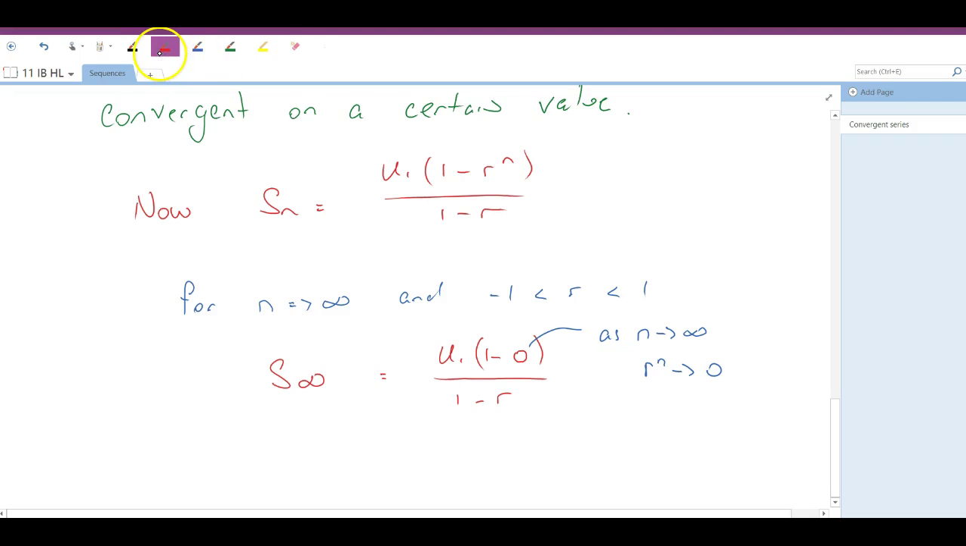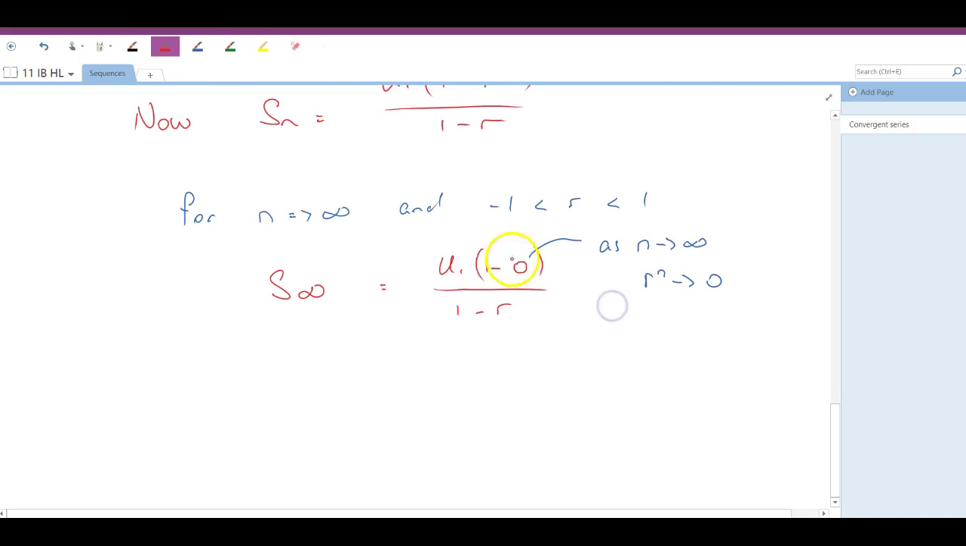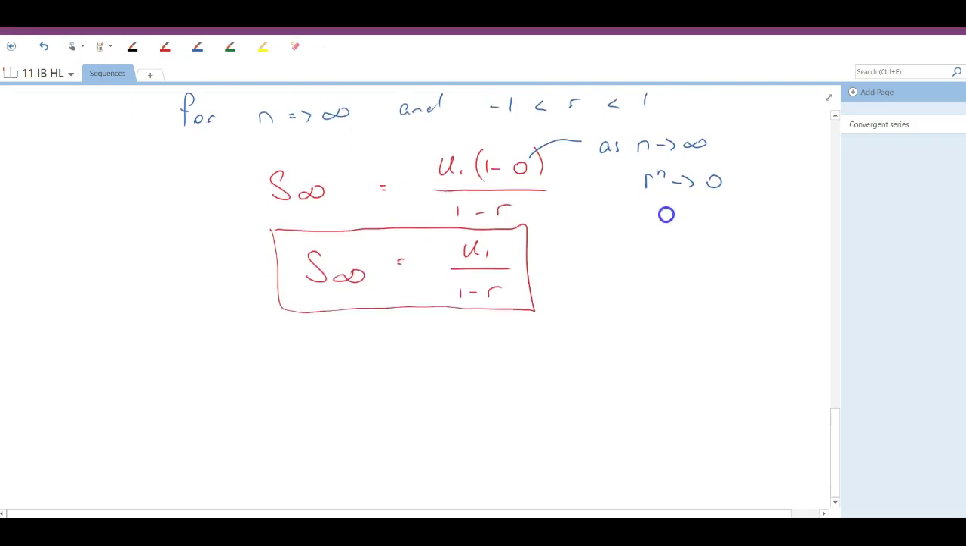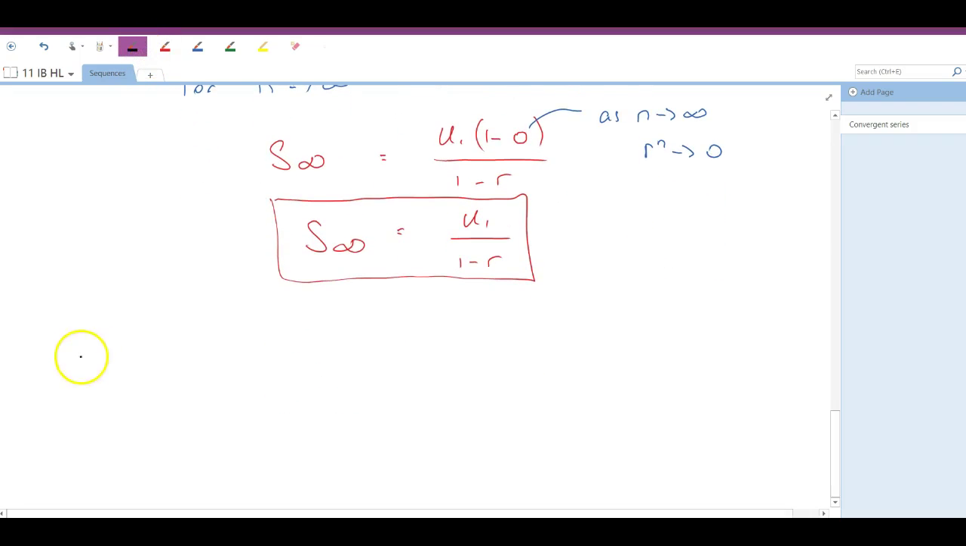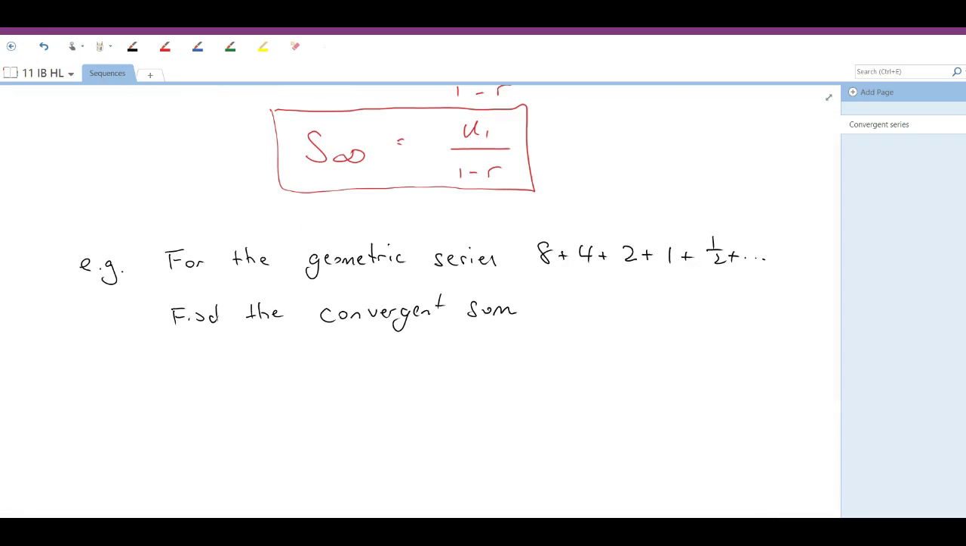Okay, so let's just simplify this then. So this value now is 1, so what we end up with is just the first value over 1 minus r. That is our convergent sum formula. So our example. Okay, so I've just put an example up. So for the geometric series 8 plus 4 plus 2 plus 1 plus a half, etc., find the convergent sum, or sometimes this is called the infinite sum. Means the same thing.